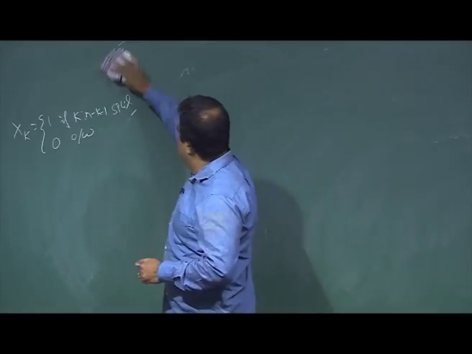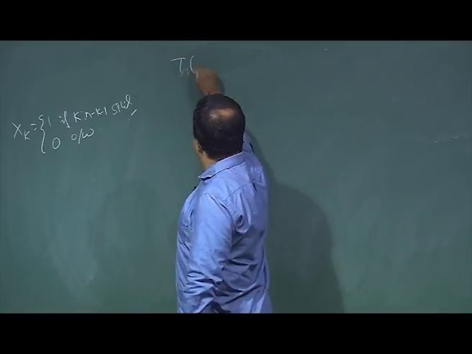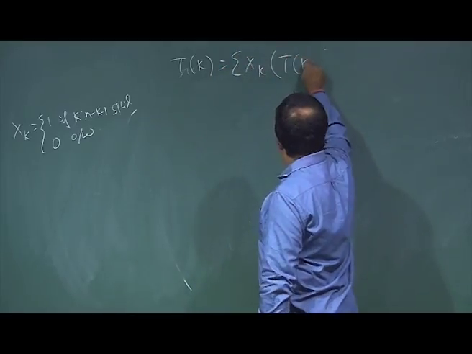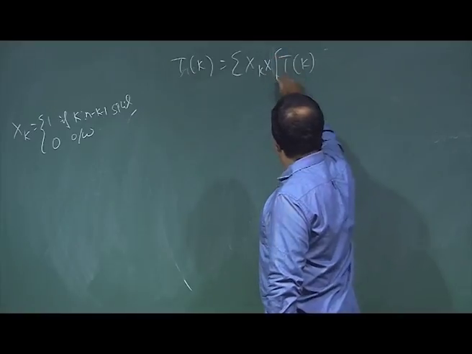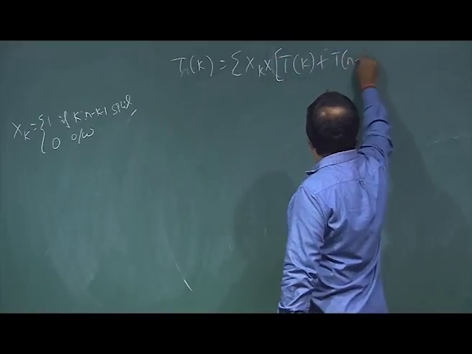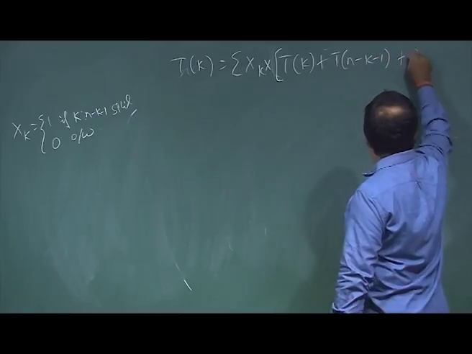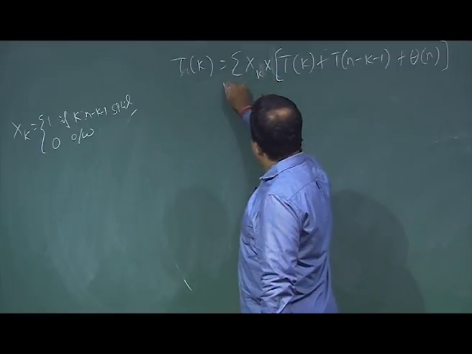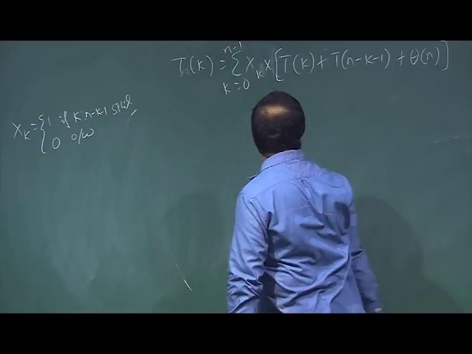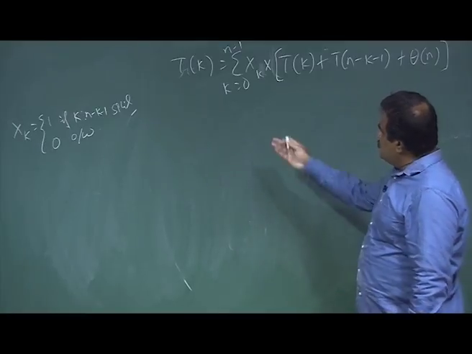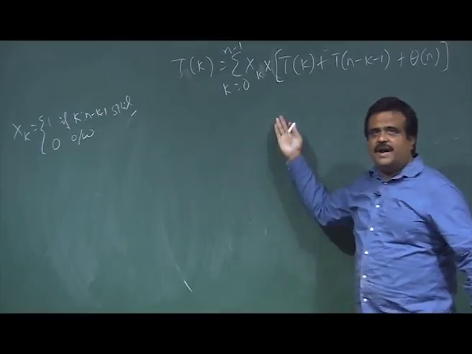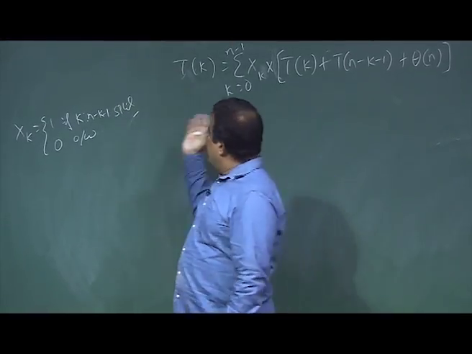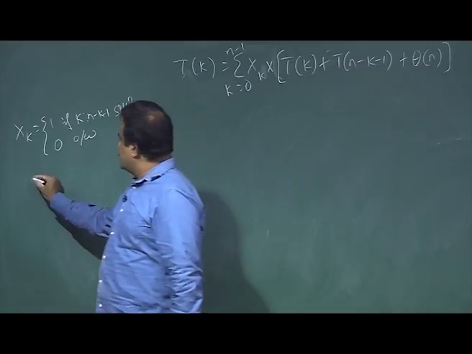So, Tn can be written as summation of xk into T of k plus T of n minus k minus 1 plus theta of n. This is xk, and k is varying from 0 to n minus 1. Okay. So, this is the expression, that functional form we write in algebraic form, because we want to take the expectation, we want to find the expectation.